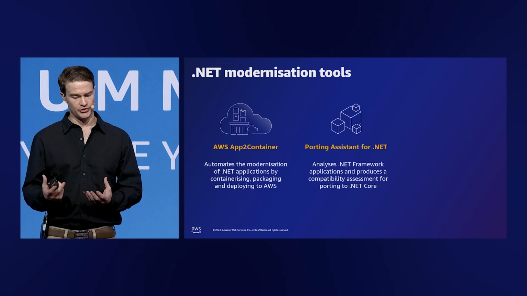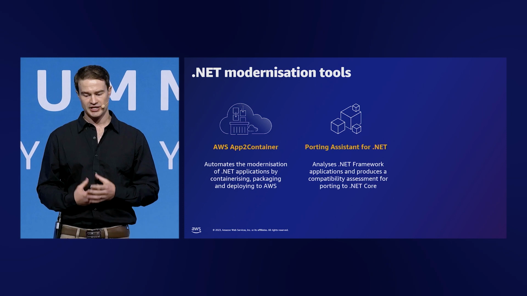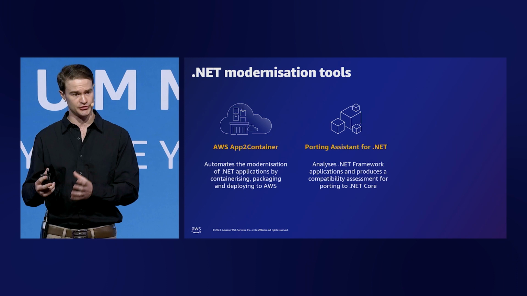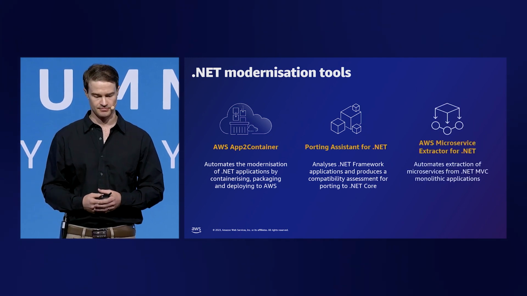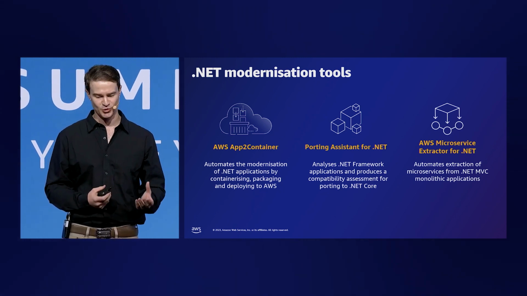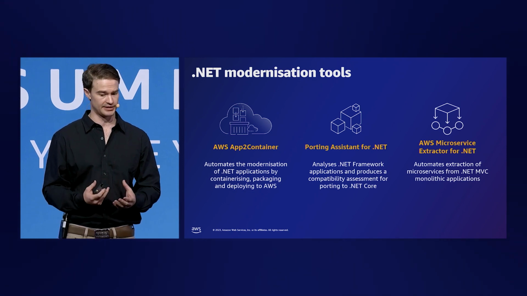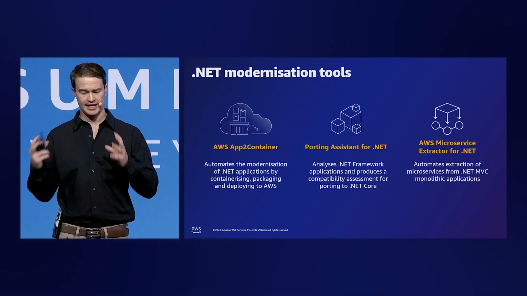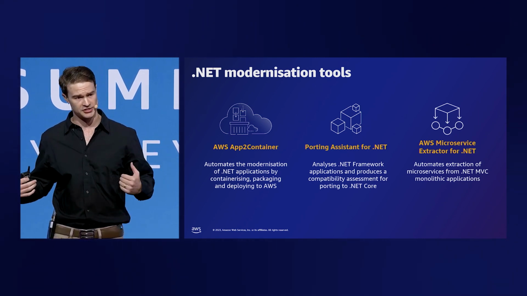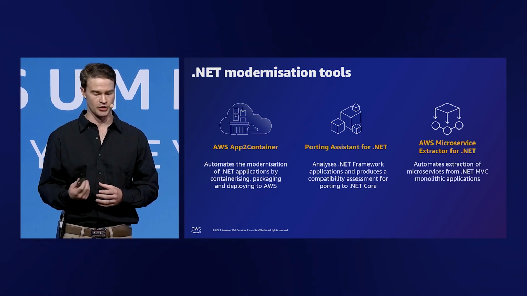Then there's a porting assistant for .NET, which is an analysis tool that scans your .NET framework application and generates a .NET Core compatibility assessment, helping you port your applications to .NET faster. And then there's the AWS Microservice Extractor for .NET. This is a tool that automates the extraction of microservices from .NET MVC monolithic applications. It does this by scanning the application, it builds a dependency graph, and carves out API interfaces into separate projects, ultimately making it easier for your teams to get started with microservices.